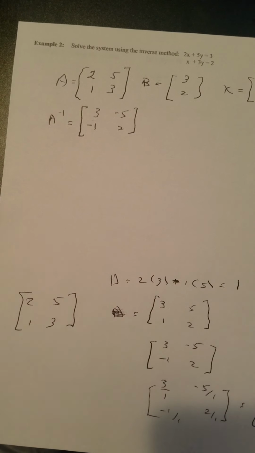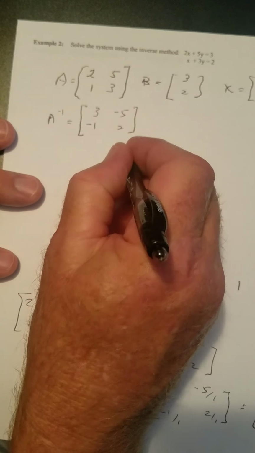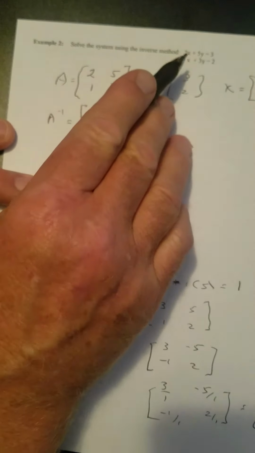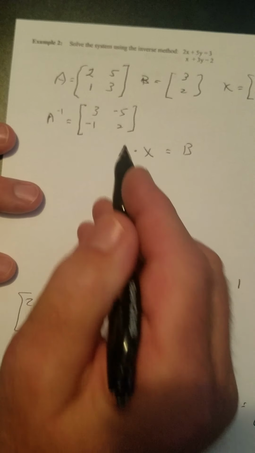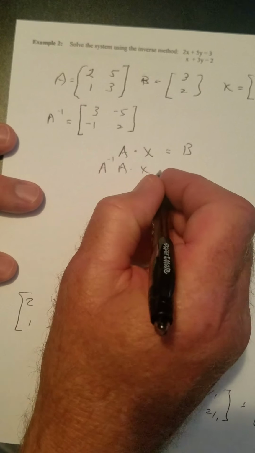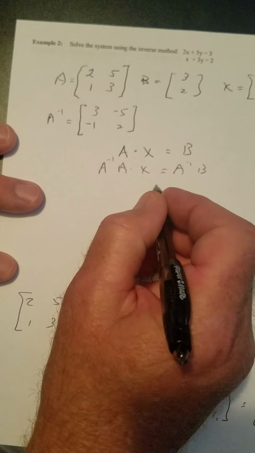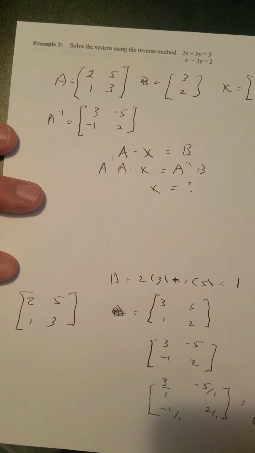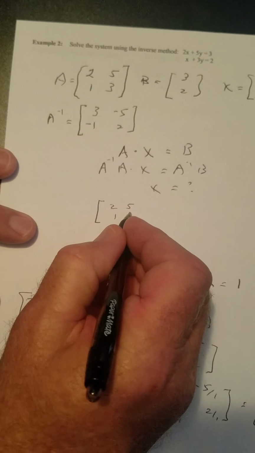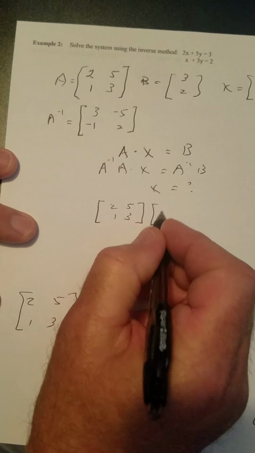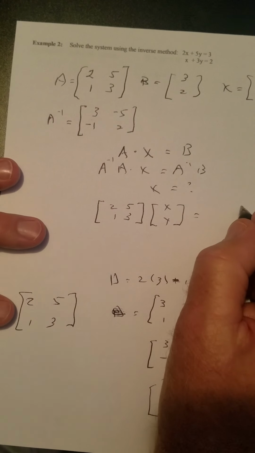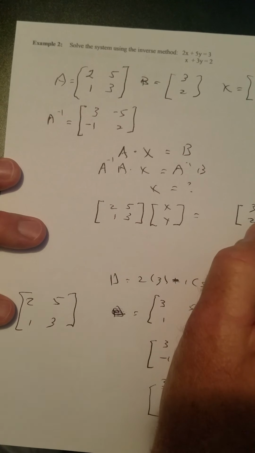Okay, so being formal about that, my matrix equation will look like this. It's going to be A times X equals B. That's that, written like this. What we're going to do is take the inverse times each side, and that gives us the answer, whatever it is. So matrix A was 2, 5, 1, 3 times x, y equals, and I'm going to move it over a little bit, 3, 2.